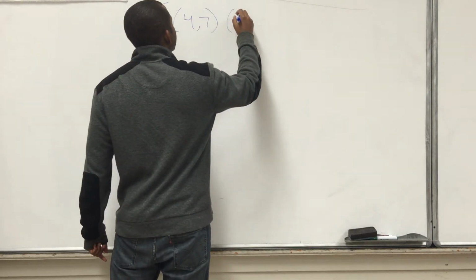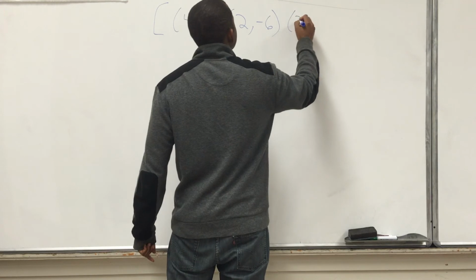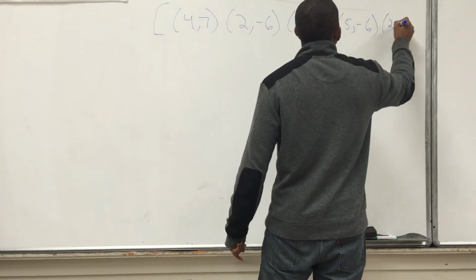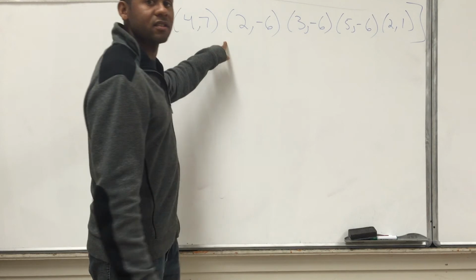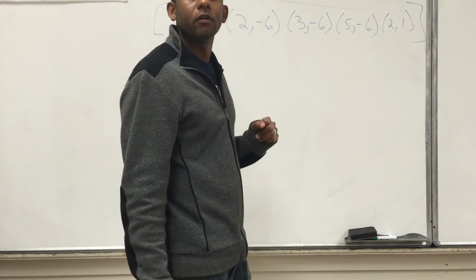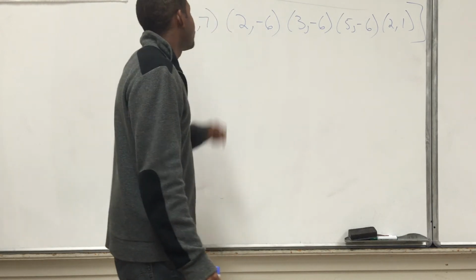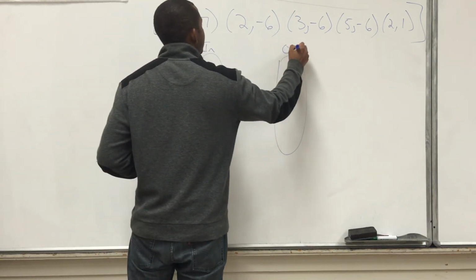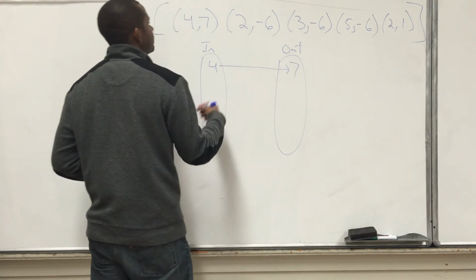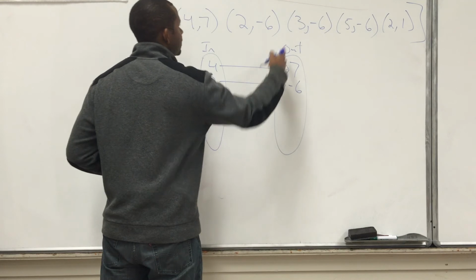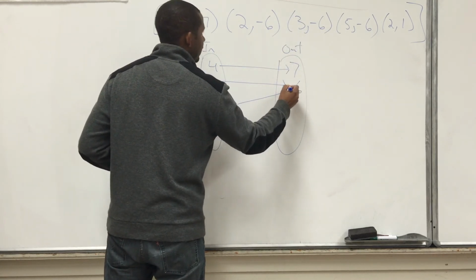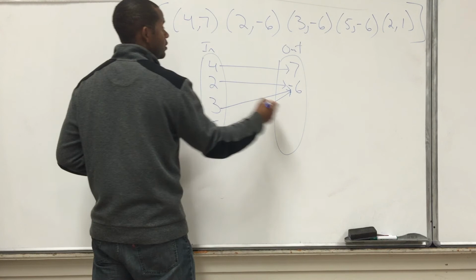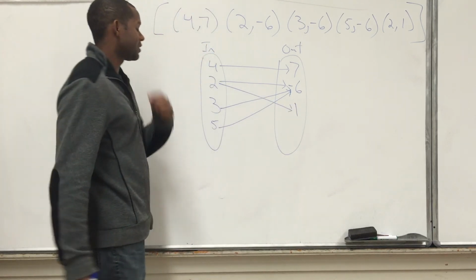4, 7, 2, negative 6, 3, negative 6, 5, negative 6, 2, 1. Take this and map it and tell me if it's a function or not. It's your last question. Hopefully you just did that and you say, okay, let's go input, output. 4 goes to 7. 2 goes to negative 6. 3 goes to negative 6. 5 goes to negative 6. 2 goes to 1. Is this thing a function?